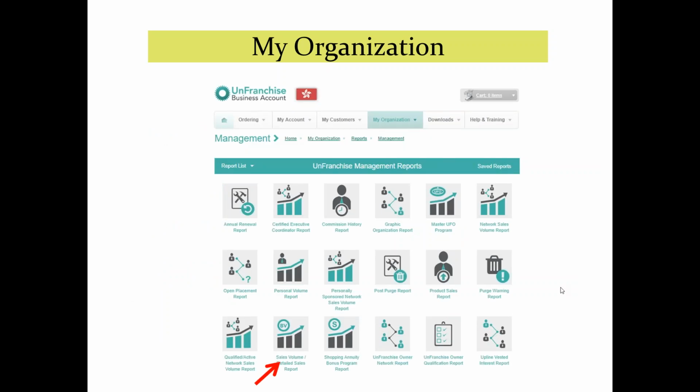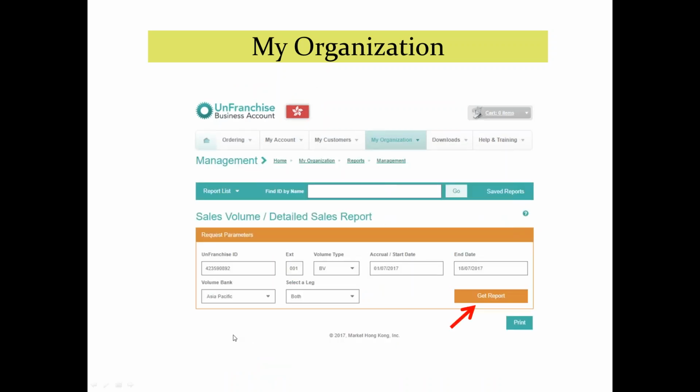So when you click on management, it will come in with these 18 reports. Okay, all 18 reports have their own function, but today we'll just keep on these BV. So we want to find out on our account how many BV we have. So we click on sales volume and detailed sales volume. And then you'll come to this page, and with your ID number, your 001, you want to check BV, and which account, which for you guys would be Asia Pacific, from what day to what day.